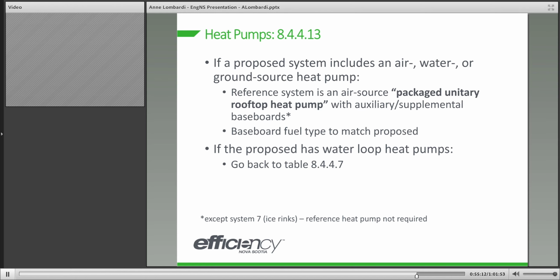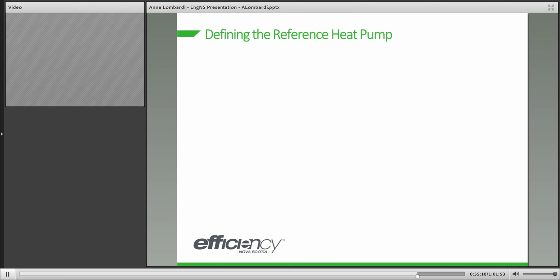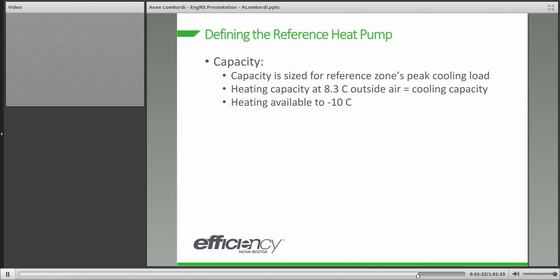But if your proposed has water loop heat pumps, then you go back to the table. So it just sent you in a loop, in a circle. But for the rest of them, if we have a building with, say, mini splits or a heat pump in the rooftop unit, then the reference has to have a heat pump. Okay, so defining the reference heat pump, what actually goes in there.